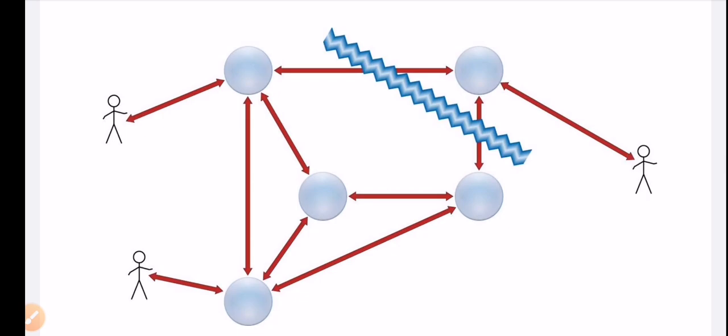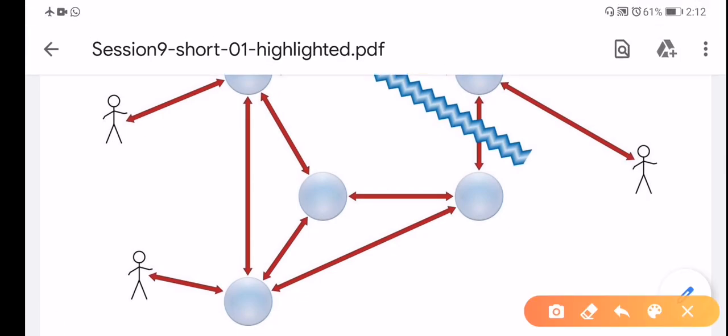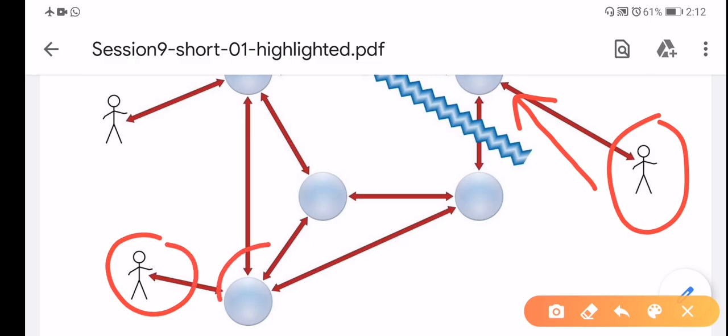Look, this guy is able to access this server and send his or her request because the node is available. The problem is with the network partition. It is the network partition. And those are able to send their request to also these nodes.